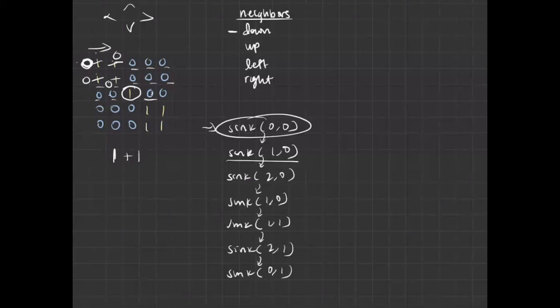And then we continue onwards until we hit this landmass, in which case we do the same thing that we did up here. And once we've sunken the entire island, meaning we've made it all zeros, we can return up the recursive stack and add a 1 to the total number of islands, making our answer 3.